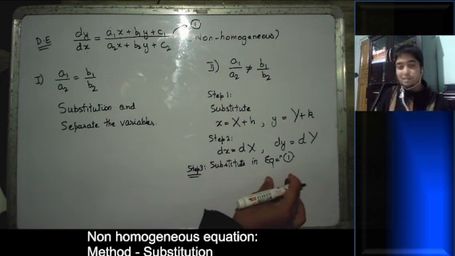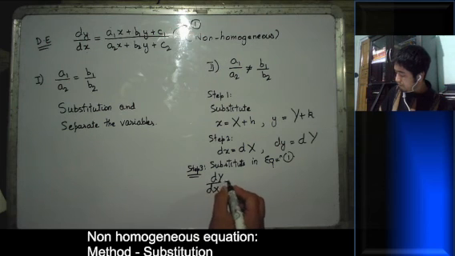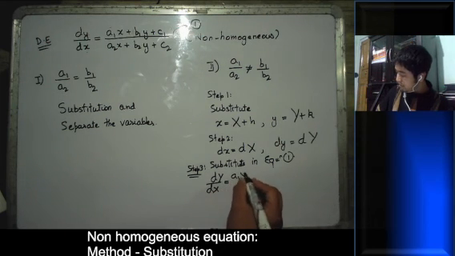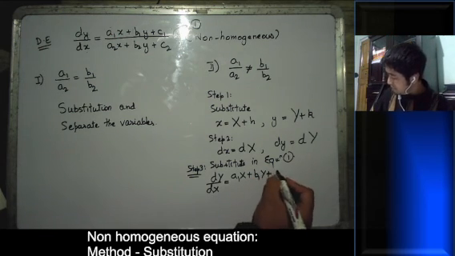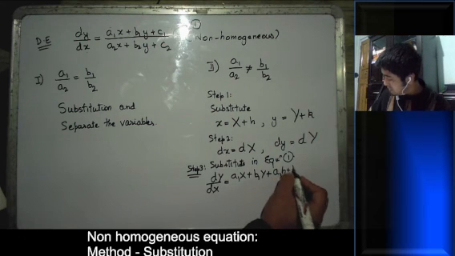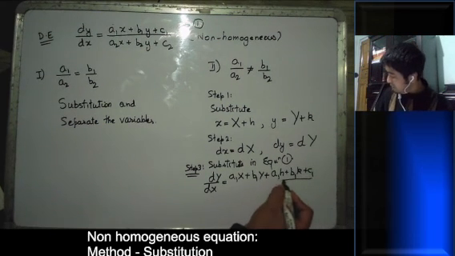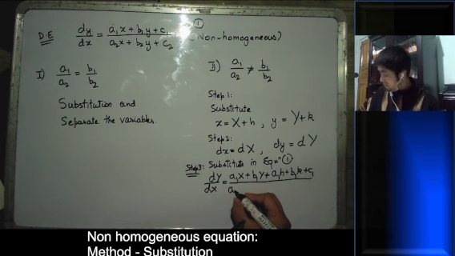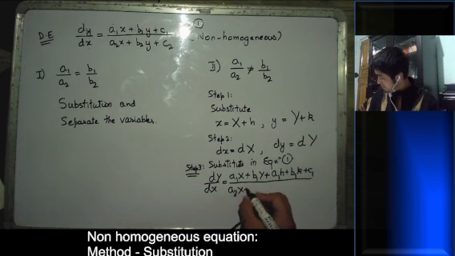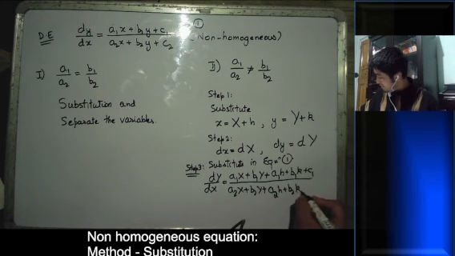After substituting, you will see that it will change into this form. It will change into a1X plus b1Y plus a1h plus b1k plus c1, divided by a2X plus b2Y plus a2h plus b2k plus c2.